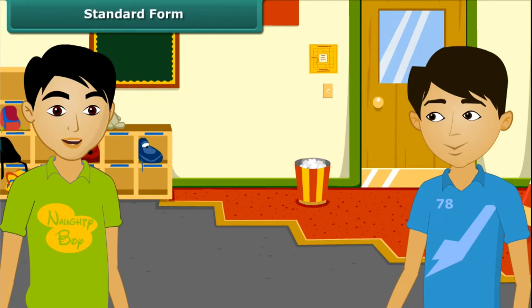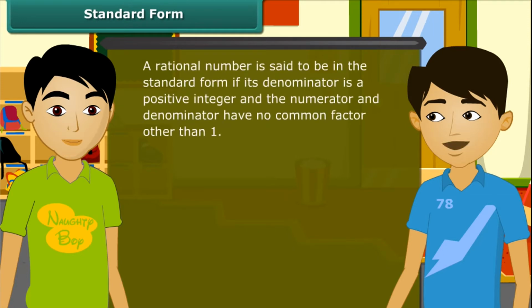Now read this statement. A rational number is said to be in the standard form if its denominator is a positive integer and the numerator and denominator have no common factor other than 1. That is, all these rational numbers are in the standard form. Yes, because their numerator and denominator have no common factor other than 1. And if the numbers are not in the standard form, then they are reduced to standard form. For example, -45/30 is not in standard form.